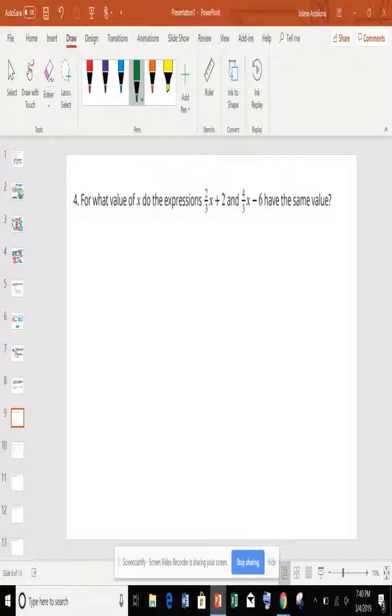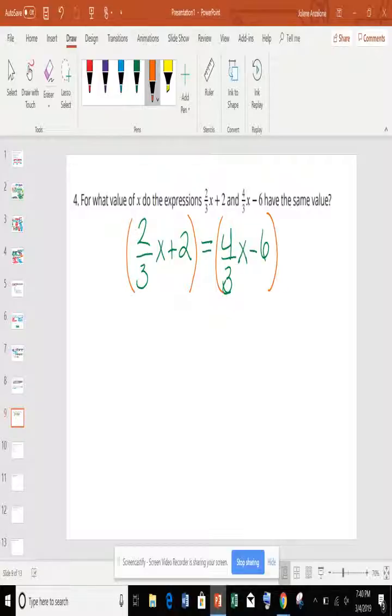Number 9. For what value of x do the expressions 2/3 x plus 2 and 4/3 x minus 6 have the same value? That means when are they equal? So you have to figure out what the x value is in this equation. I'm going to get you started. I have some fractions here I don't want. My denominator is a 3, so I'm going to do what's called clearing the fraction. I'm going to multiply both sides by 3, specifically 3 over 1.